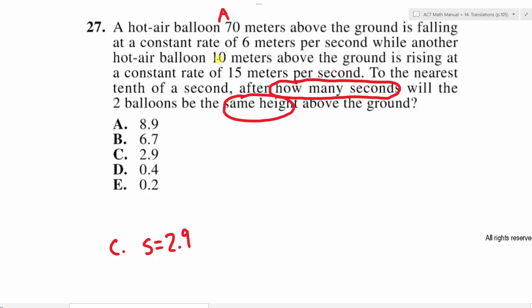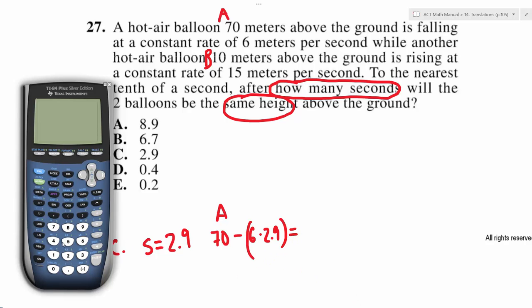This guy will be A, and the one at 10 meters, this will be B. So A will be at 70, and remember, it's falling at 6 meters per second. Well, if we go 2.9 seconds, we're going to fall 6 times 2.9. So this will end up being, and I'm going to do this right in the calculator, 70 minus 6 times 2.9, and I get 52.6.